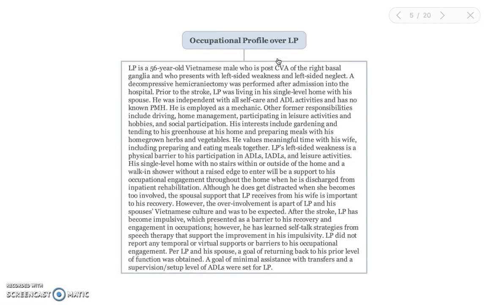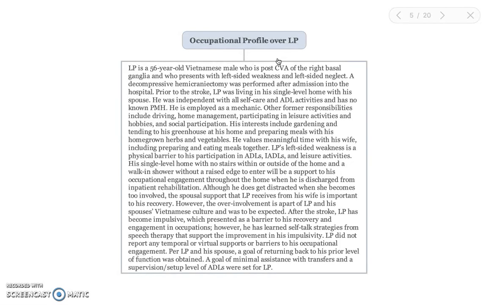He does get distracted when his wife is in the therapy and becomes too involved, but the spousal support that he receives from her is really important to his recovery, and the over-involvement is a part of LP and his spouse's Vietnamese culture, so that was to be expected. After the stroke, LP became impulsive, and that presented a barrier to his recovery, but he learned self-talk strategies from speech therapy, and that supported his improvement in that aspect. He did not report any temporal or virtual supports or barriers to his occupational engagement.